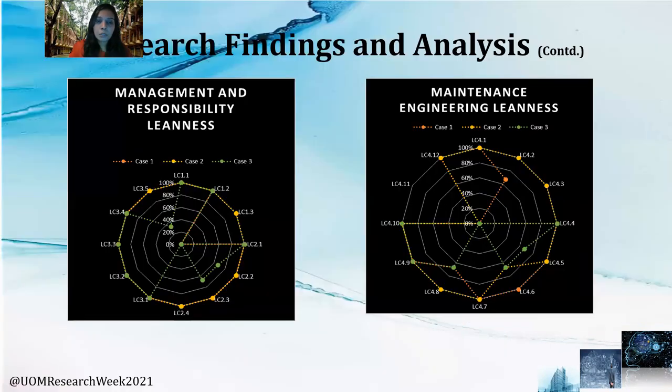So when it comes to research findings and analysis, I have presented the four key dimensions, which I mentioned earlier, as leanness enablers using the radar charts. When it comes to the management and responsibility leanness, all the organizations deployed the team-based organization structure, eliminating the potential wastages in terms of communication and information wastages. And what we identified there was, in the first two cases, managers were given a certain awareness on lean practices.